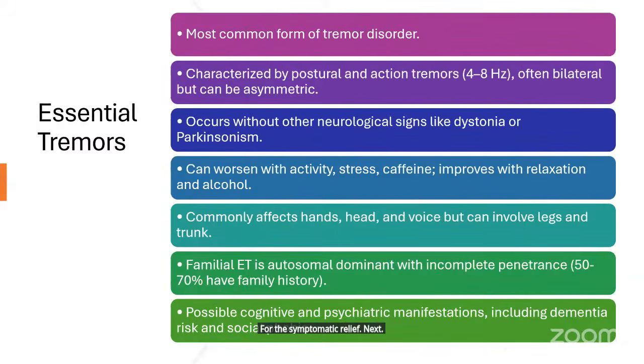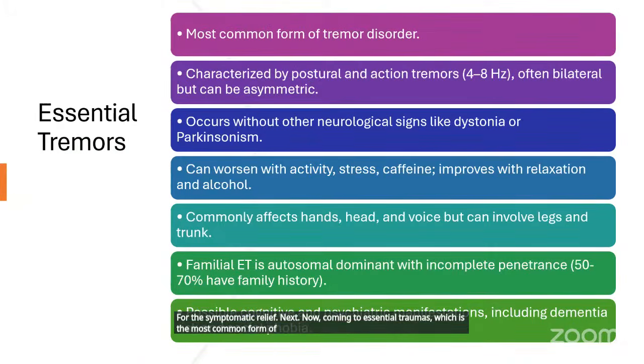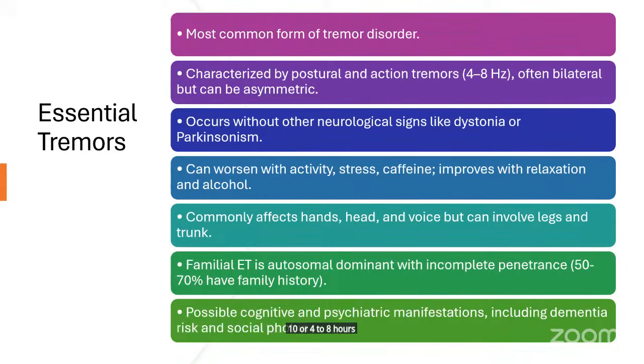Next. Now coming to essential tremors, which is the most common form of tremor syndrome. They are characterized by both postural and action tremors, 4 to 10 or 4 to 8 hertz, and are bilateral but can be asymmetric in some cases, and they occur without neurological signs like dystonia or Parkinsonism. These tremors worsen with activity, stress, caffeine, and improve with alcohol and relaxation procedures. They commonly affect the hands, head, and voice, but can sometimes involve the legs and trunk also.